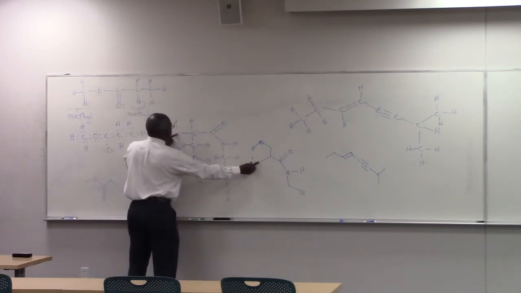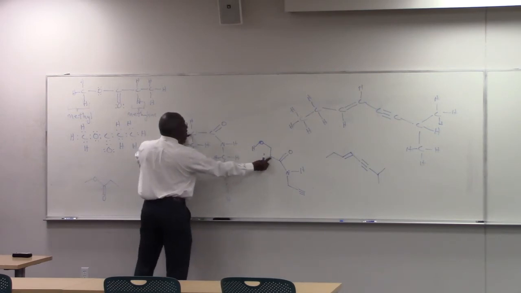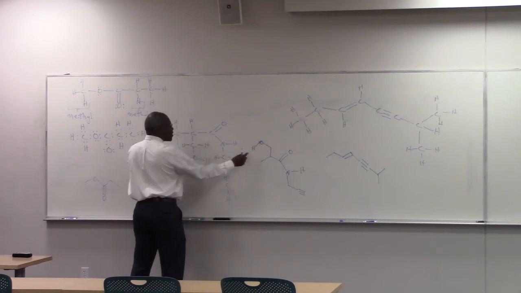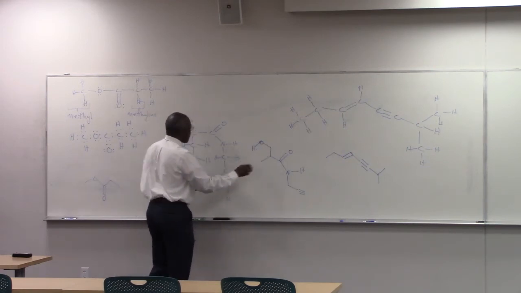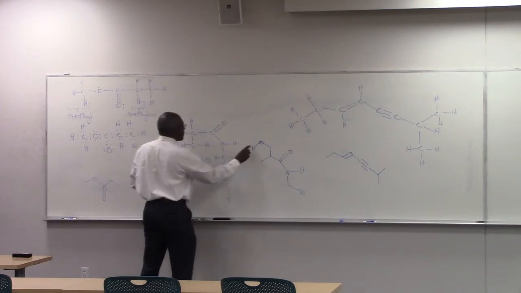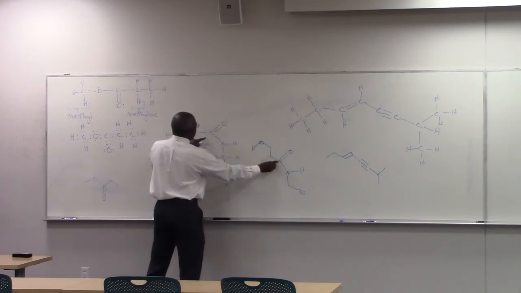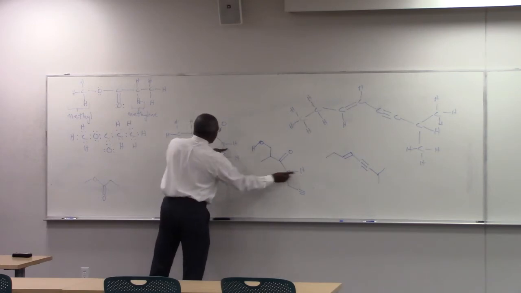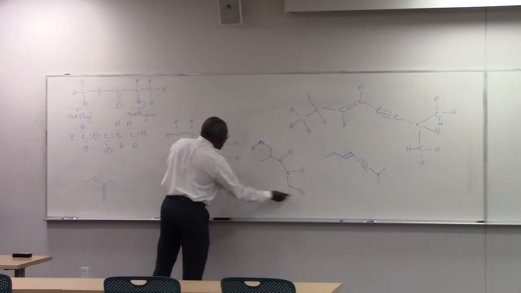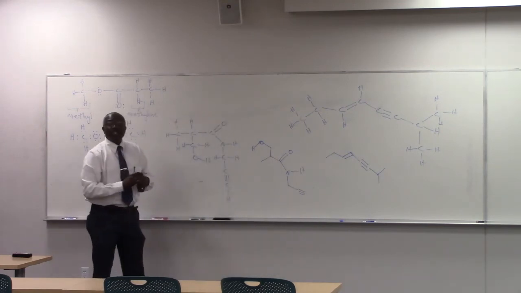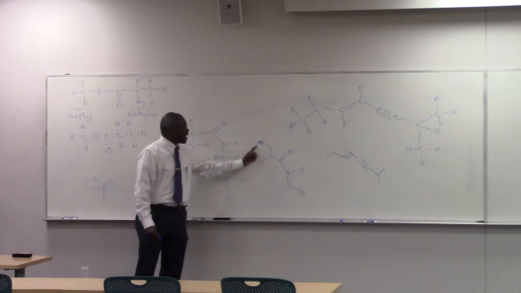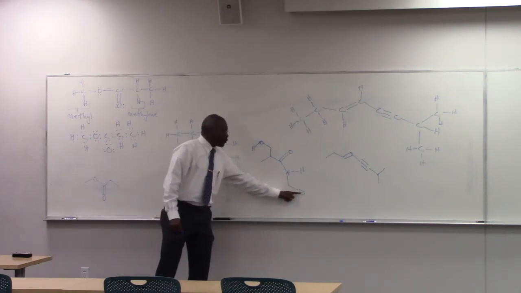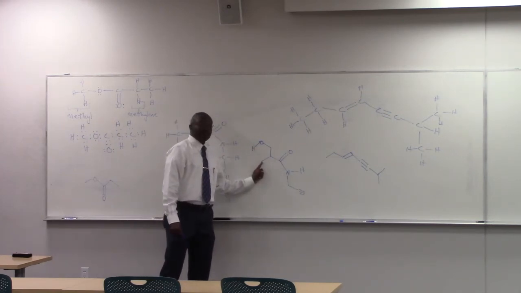Methyl, methine, CH2, OH, doesn't matter whether it's up or down, I'll make a point in a second. From the methine, carbonyl, C double bond O, attached to an N, H, CH2, C triple bond CH. Now you notice, while I show the H's bound to heteroatoms, I don't show the H's bound to carbon.